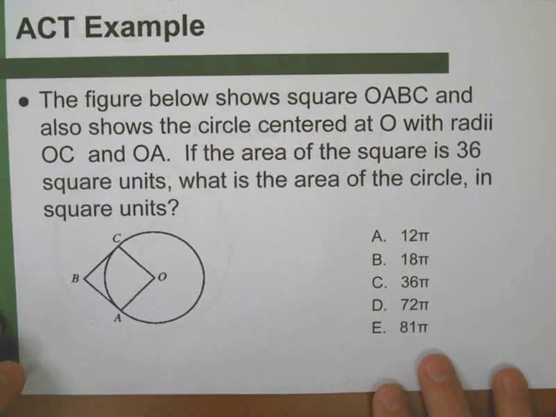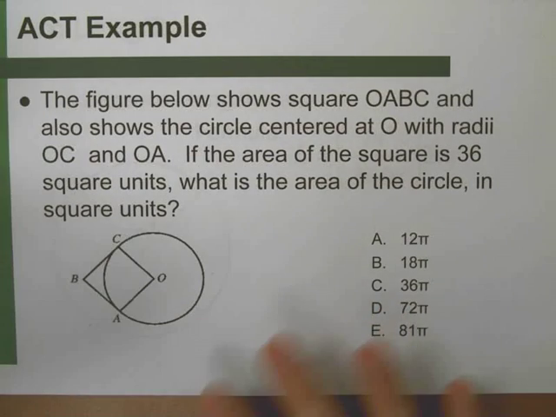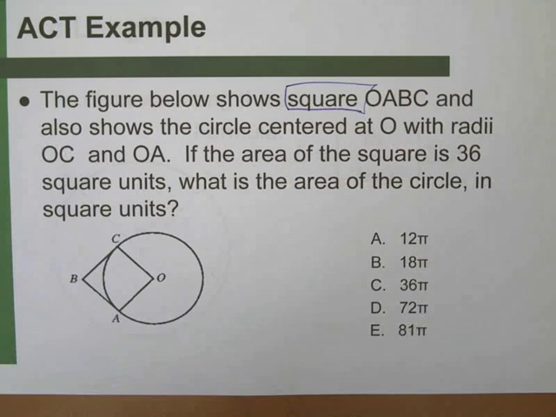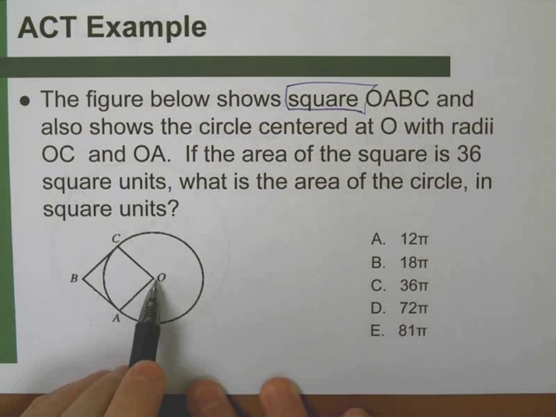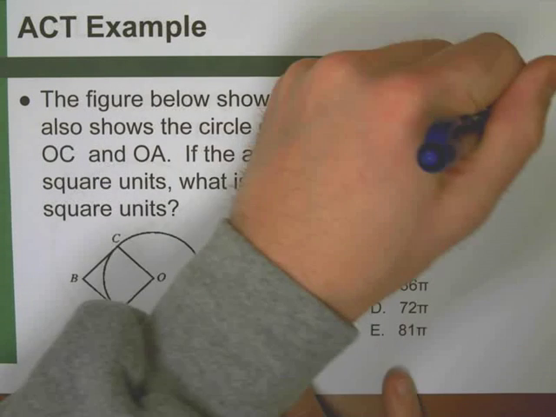All right, I think I got one more example here in this particular video. Here we go. The figure below shows a square. This is straight off the ACT, by the way. The figure below shows the square OABC. By the way, we want to note that it is a square. It also shows a circle centered at O. So here's the center of a circle, and it has a radius of OC or OA.